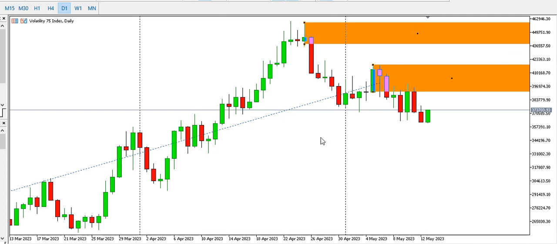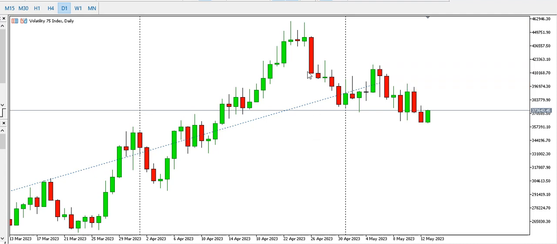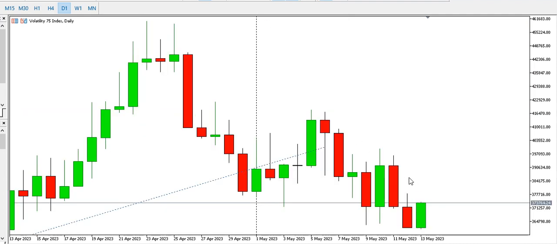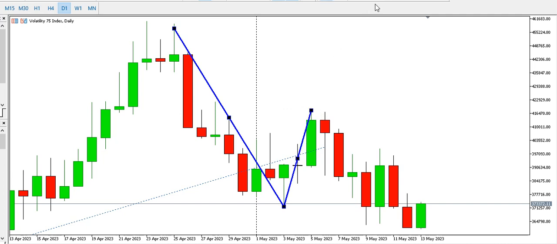Now let's zoom in on the daily and look at what's going on. You can see that today's candle is a recovery candle trying to engulf yesterday's candle, and you can see what has happened. Price dipped up to this point, retraced and dipped again up to this point, and we are currently seeing that the buyers are trying to push price.